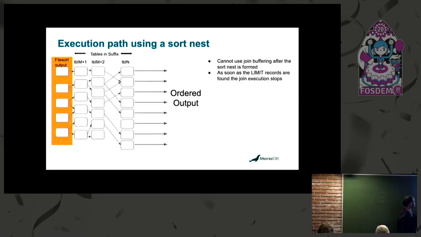So with the sort nest, you send the records to file sort, and then you start reading file sort's output and join with the remaining tables. Again, this is similar to the example where we had file sort on the first table and then we were doing the join. So again, no join buffering is allowed over here, and the execution will stop as soon as the limit records are reached.